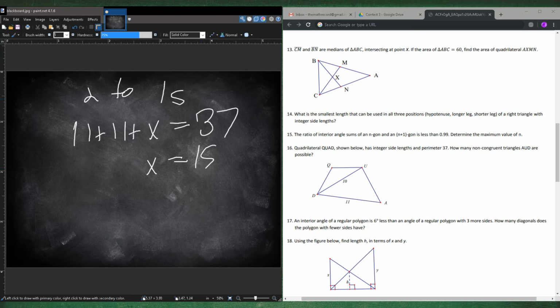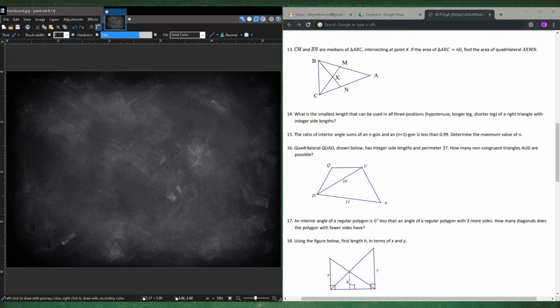So it goes from 2 to 15. So how many numbers are from 2 to 15? That's 14. There's 14 numbers. So the answer is just 14, because there's 14 numbers you could use for UA. So that will count as how many triangles you can make.